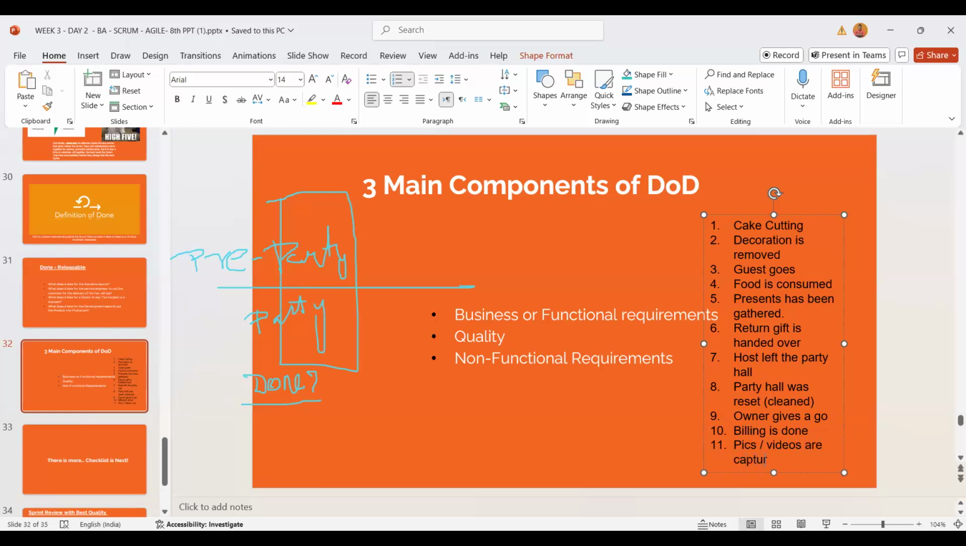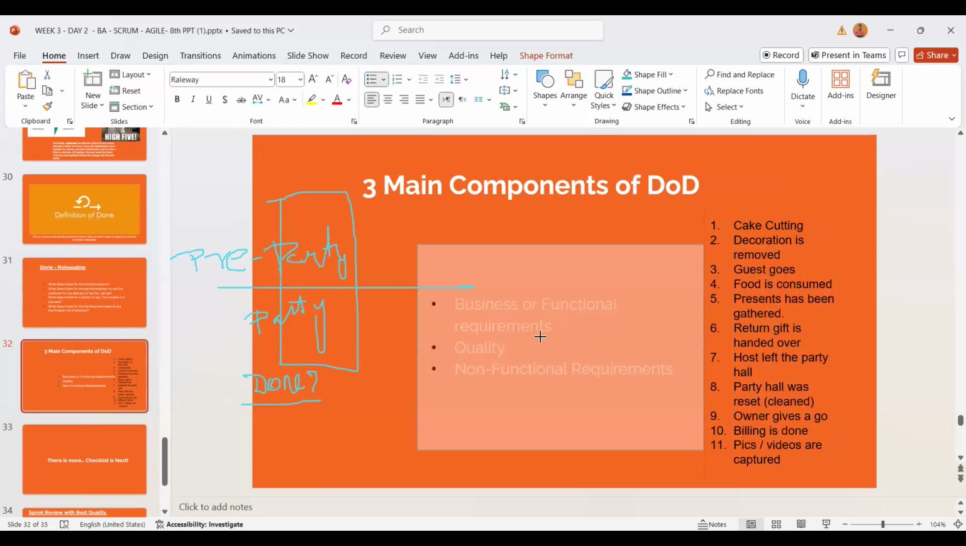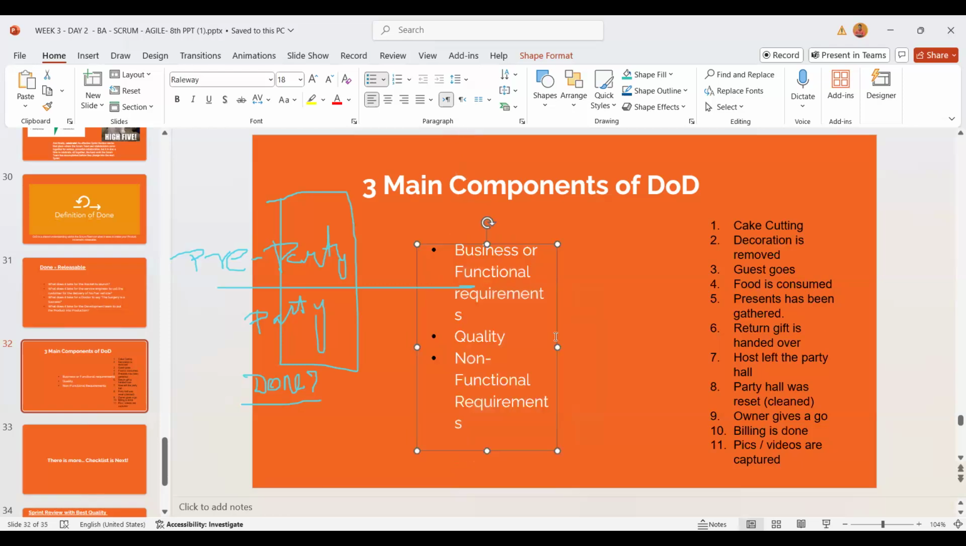Right. There are n number of items coming up in the checklist. Yes or no? Do you all agree? Yes. There are n number of items coming up. Okay. You may arrange it. You may order it.